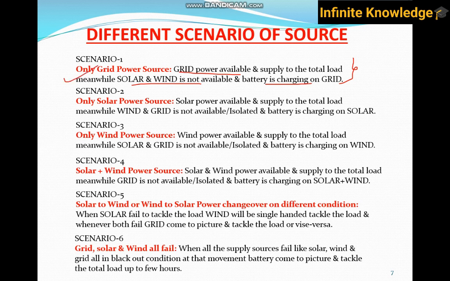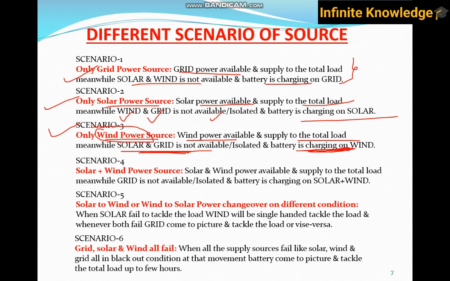The second was where only solar power is available. Solar power is available and the total load is fed by the solar power. Wind and grid are not available, and the battery is charging on solar. So the second scenario we have already seen. The third scenario is running, where only wind is available. Wind power is available and supplies the total load, whereas solar and grid are not available, and on wind also our battery is charging. So this is the scenario that we are right now focusing on.